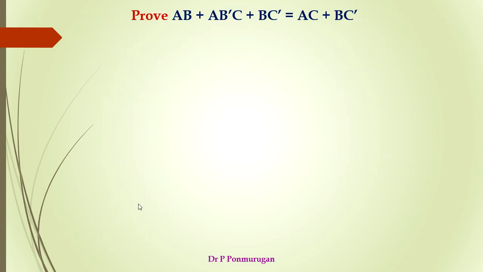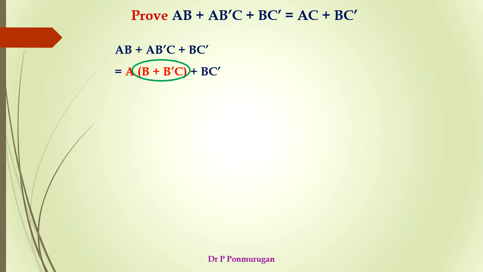So let's have the next problem. Prove ab plus ab bar c plus bc bar equals ac plus bc bar. So let us start with the left hand side of the equation, ab plus ab bar c plus bc bar. First we can take a as common from the first and the second terms. So it will be a dot b plus b bar c, right?